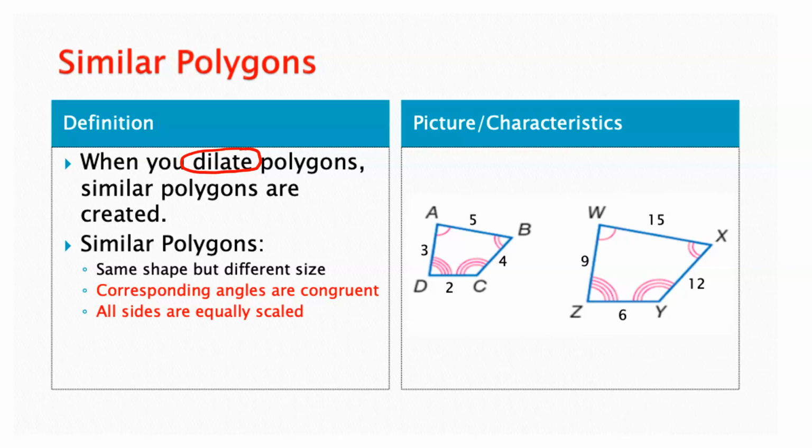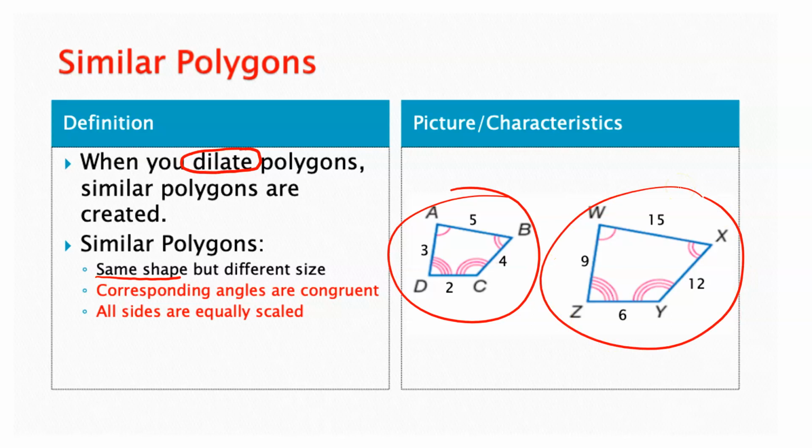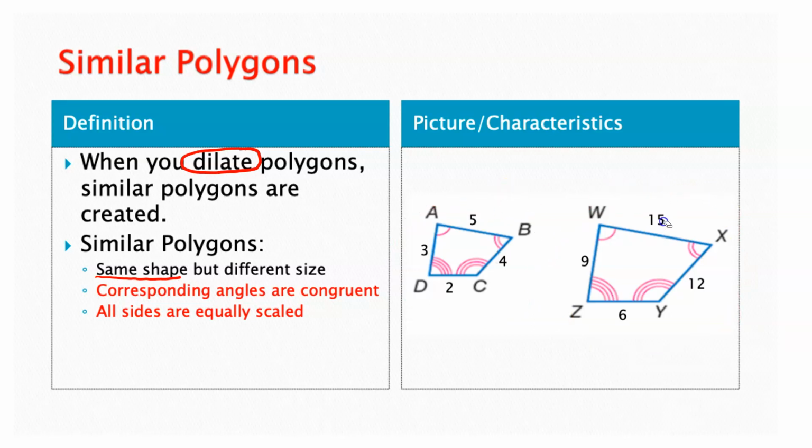So a couple things. Similar polygons, they have the same shape. Notice the shape did not change. It's not like it turned into a star or it turned into a triangle, right? The shape stays the same. It's just a different size. So again, this is when you have similar polygons.